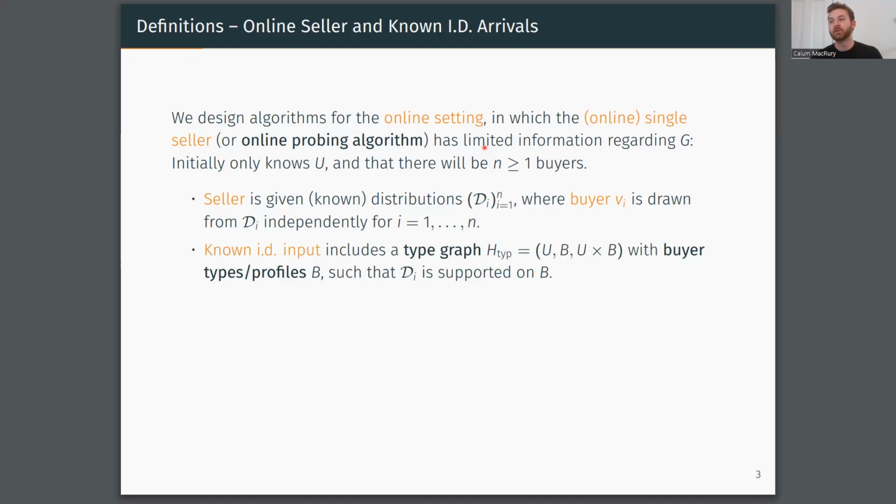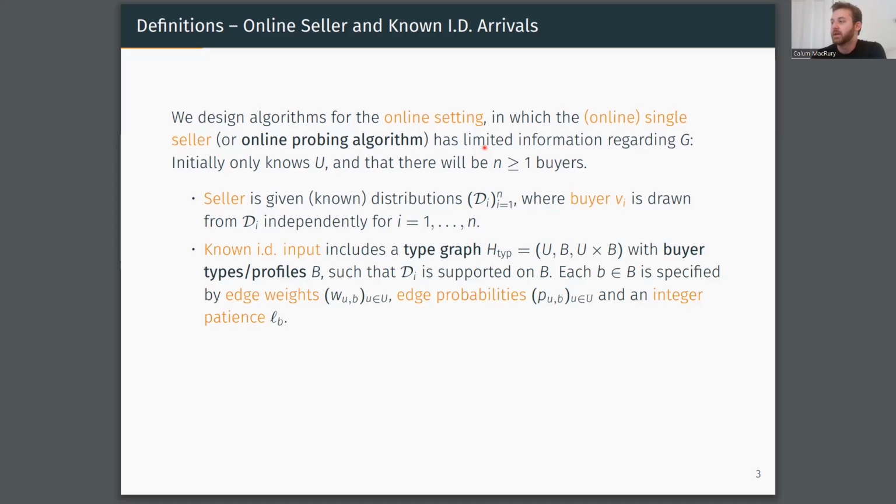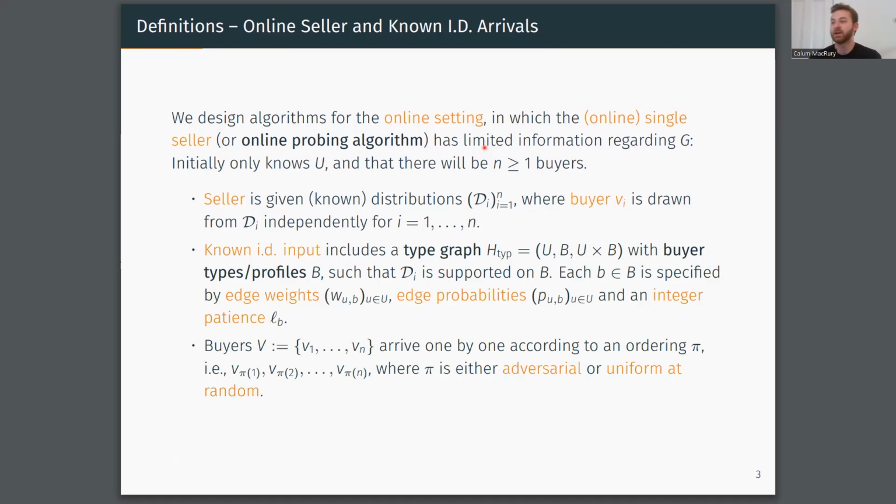Okay, so formally, we think of having a known ID input, and this includes what we'll call a type graph, and D_i is supported on the vertices B within this type graph. So each type node is specified by edge weights, edge probabilities, as well as an integer patience, and you can think of this type graph as representing the possible buyer profiles of the online arriving buyers. Okay, so finally, the buyers actually arrive one by one based on some ordering pi, and pi is either going to be adversarially generated or uniformly random.